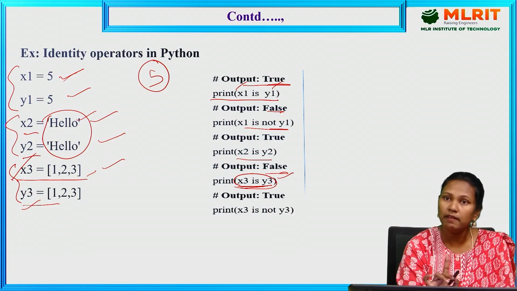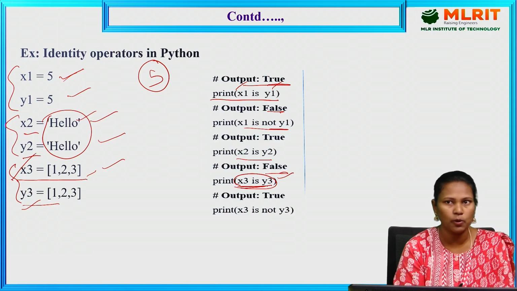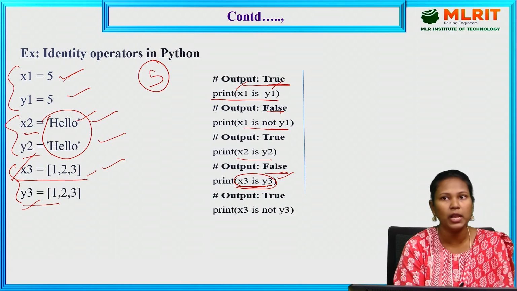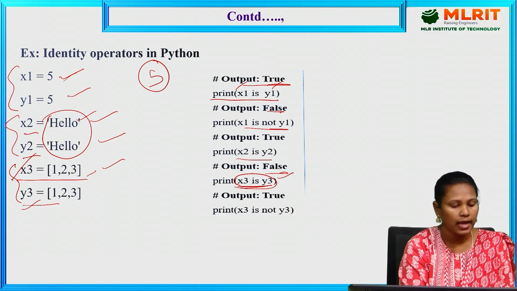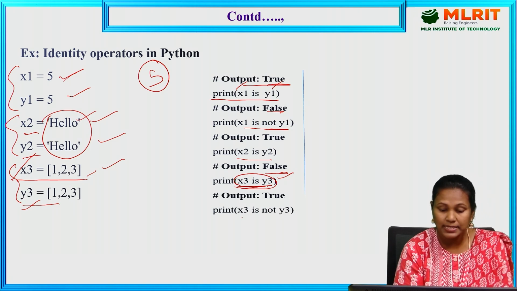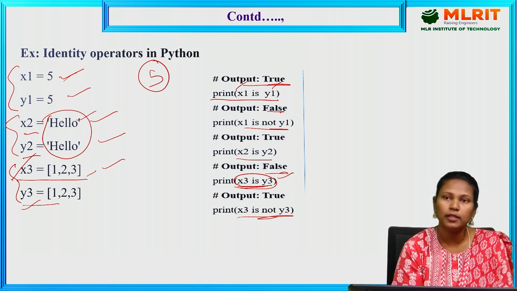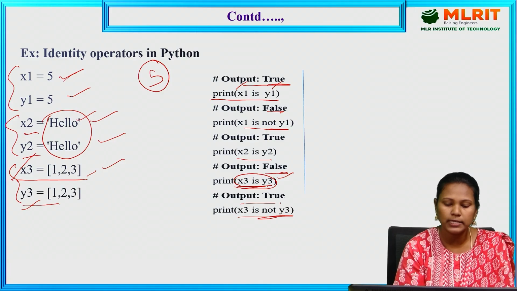If it is a single value, it is stored in one location only. When multiple values are there, it is placed in some other location. x3 is not y3: yes, the locations are different, so it displays true.